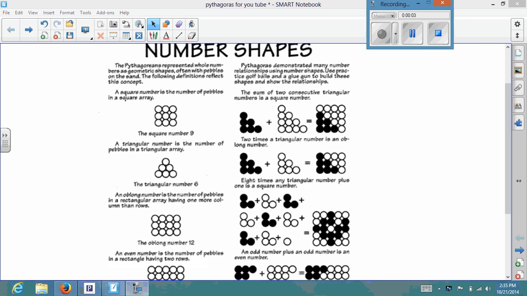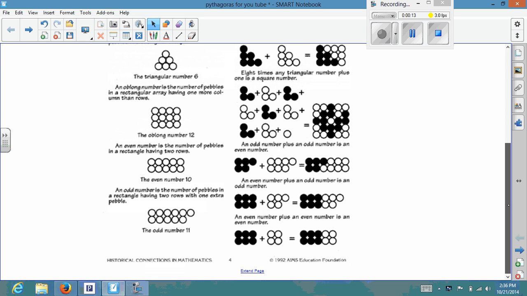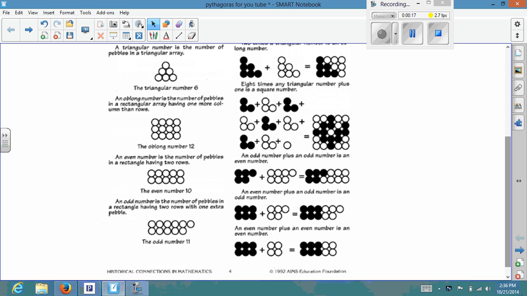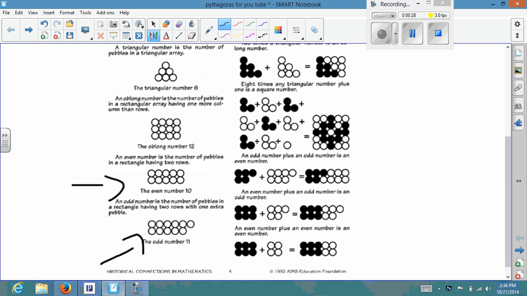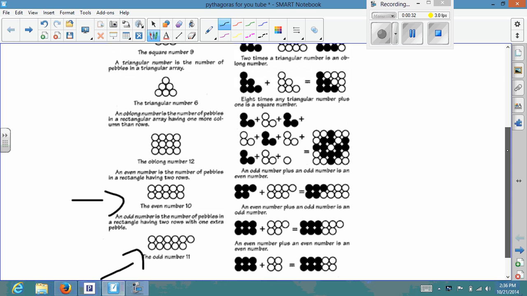Pythagoras. Pythagoras was a Greek mathematician, and what he and his followers discovered was different things that we still use today. The first thing that he and his group discovered was calling numbers odd and even. So, of course, you know that an even number is a group where you can divide it into two groups, and an odd number is where you cannot divide something so that it matches up evenly into groups of two.